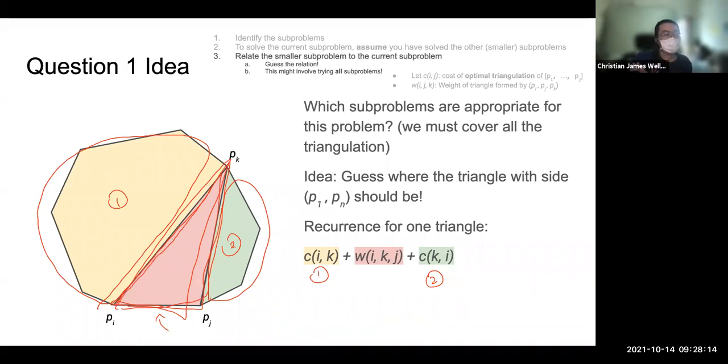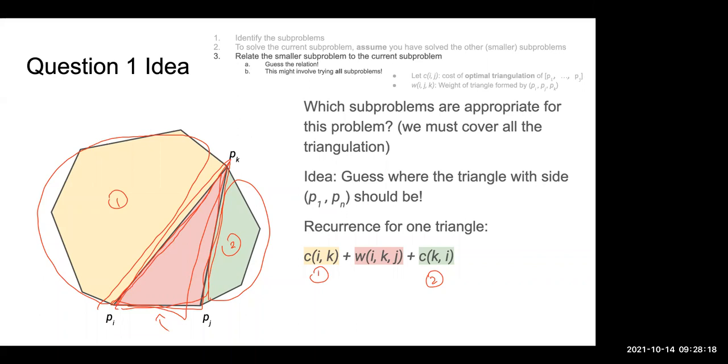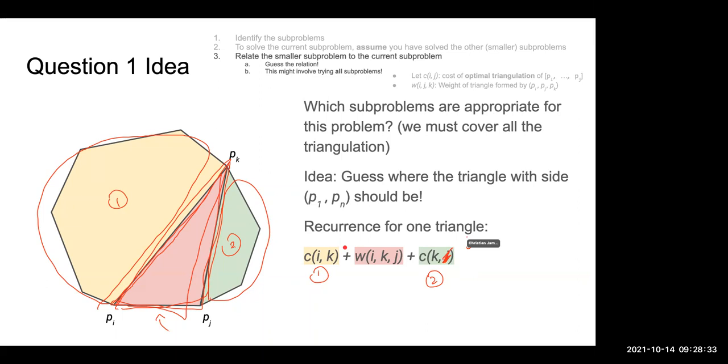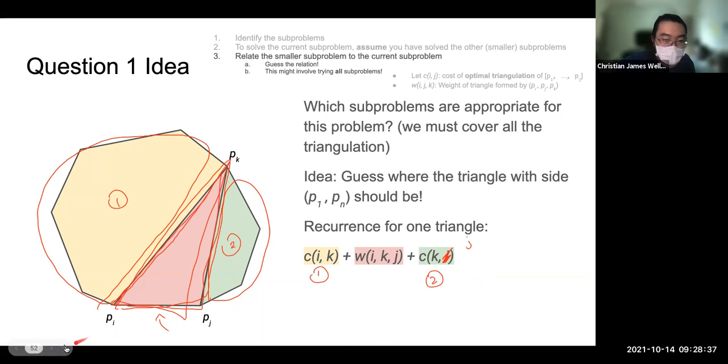This is just for one. Okay, I'll stop for like 10 seconds for confusion maybe. Yes. How come it's C(I,K) plus the weight of IKJ and then C(K,I)? Isn't it C(K,J)? Okay, thanks. I think I made a typo. Yes, C(K,J). Thanks a lot. So there was a mistake on my part, my bad.